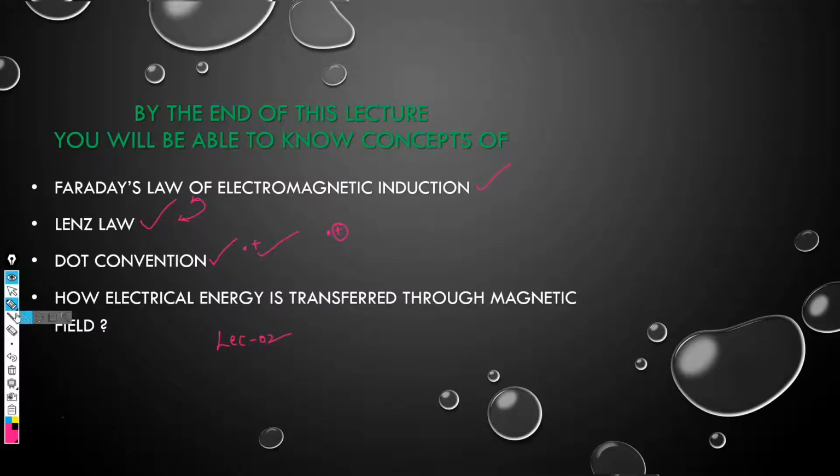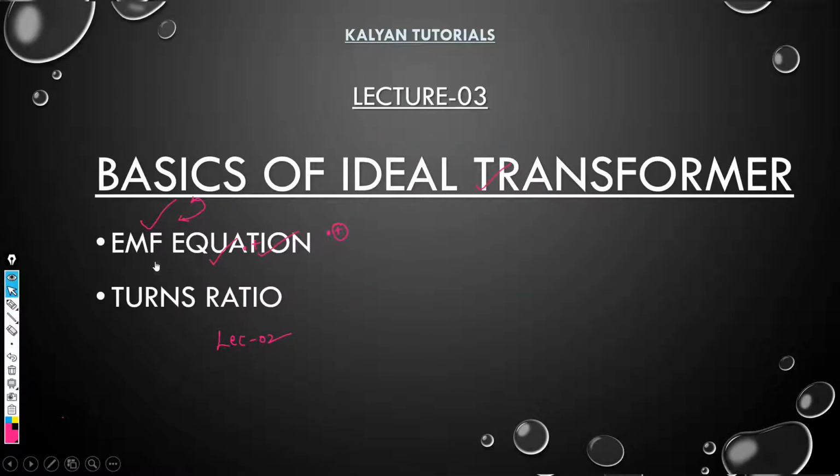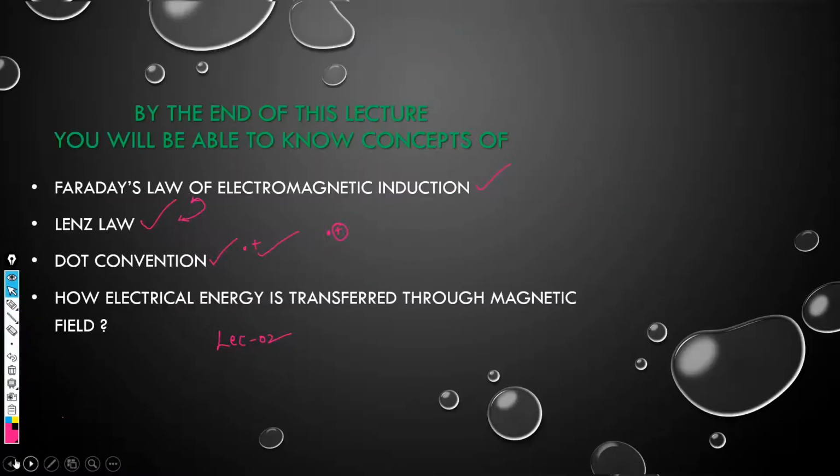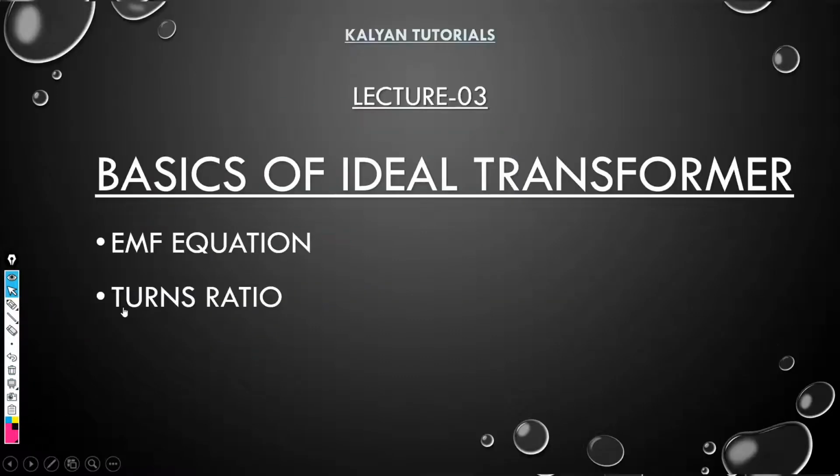Now in this lecture number 3, we are going to study the EMF equation of ideal transformer and turns ratio. Why only ideal transformer? For avoiding complexity in understanding the equations, we are going to learn by means of an ideal transformer. So let us start with the EMF equation.